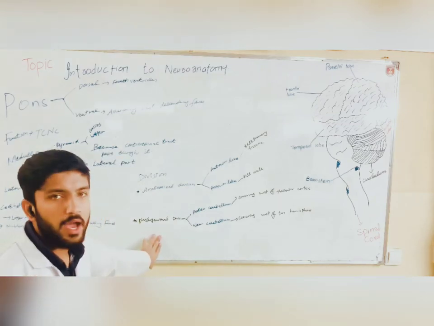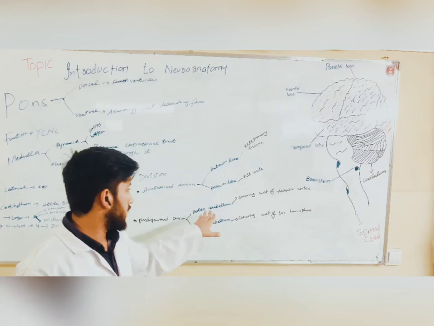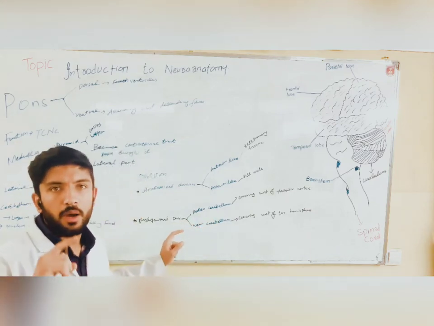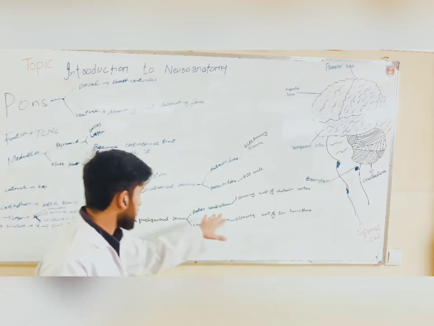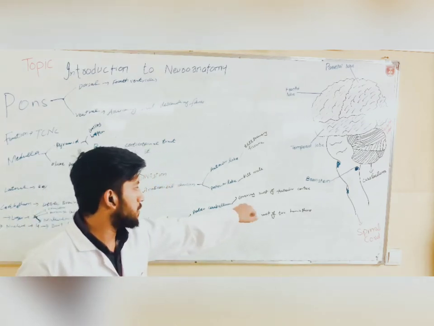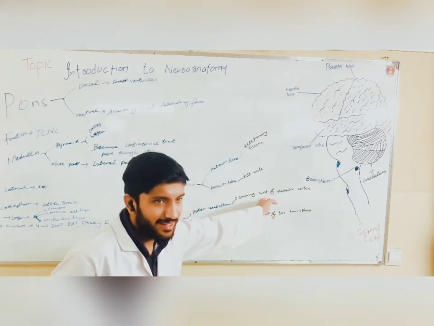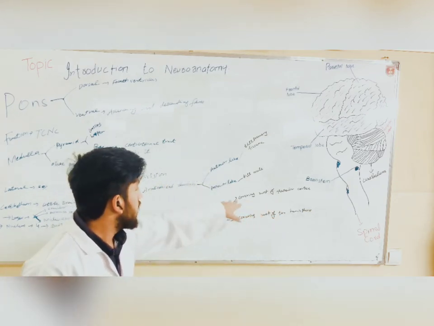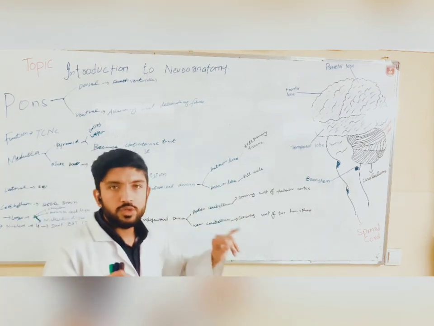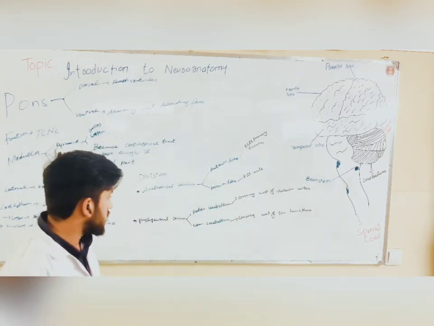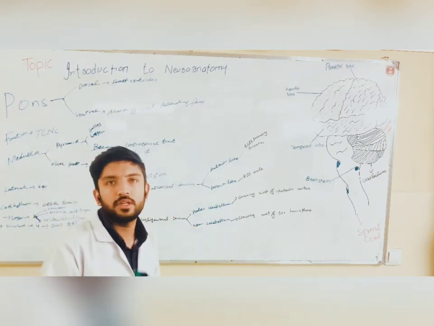And then we have phylogenetic division. It has two parts: paleocerebellum and neocerebellum. Paleocerebellum covers most of the anterior cortex, and neocerebellum covers most of the two hemispheres.